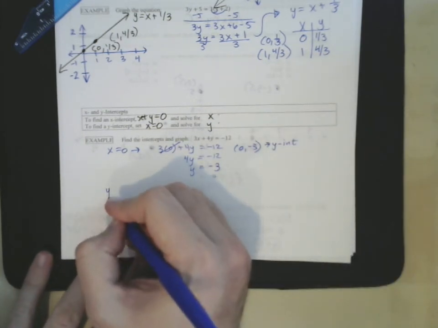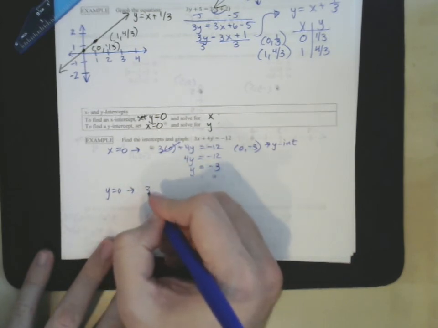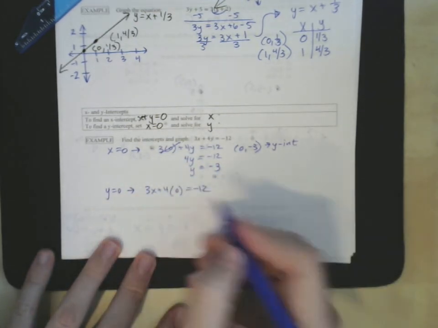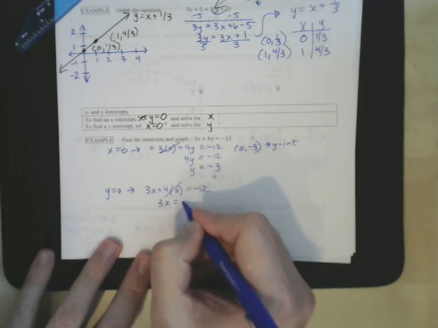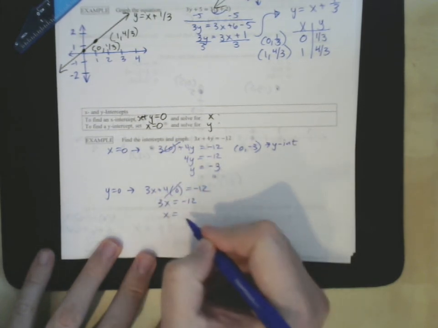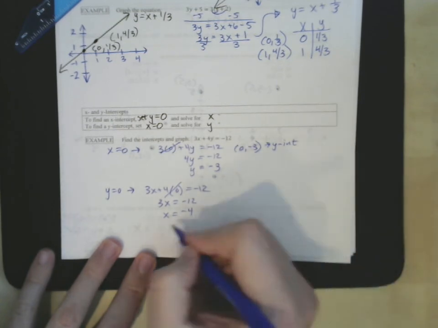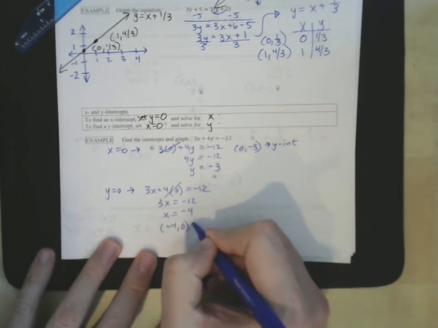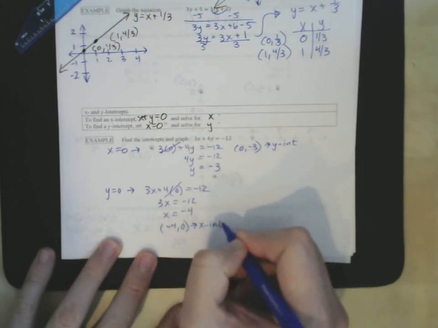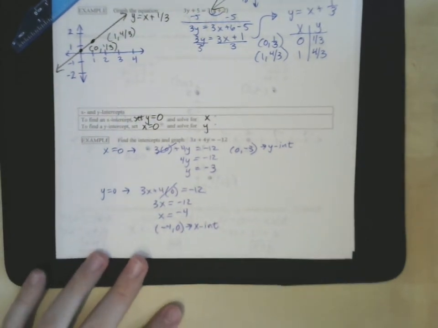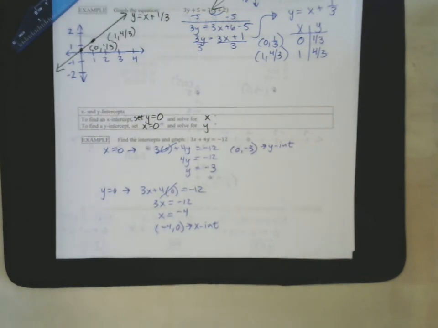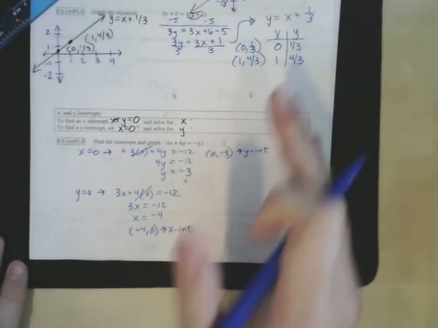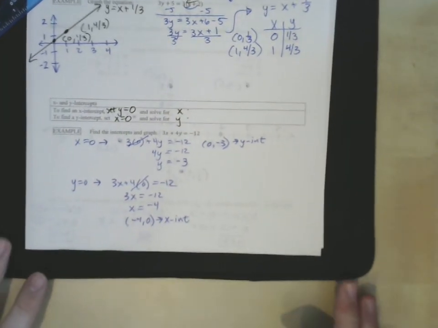For the x-intercept, y equals 0. We have 3x plus 4 times 0 equals -12. This is going to go away. 3x equals -12. And dividing by 3, we get x equals -4, which means we have the point -4, 0 as our x-intercept, or x-int. So if you can find your intercepts, these are 2 points. We said in the last example you need minimum 2 points to make a line.